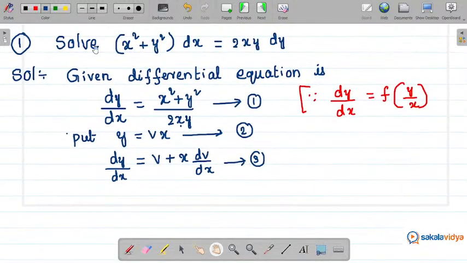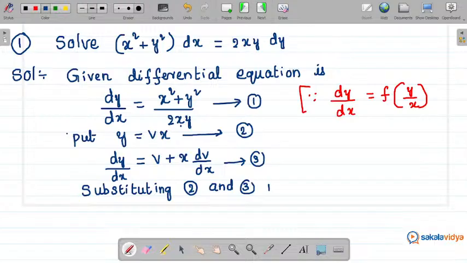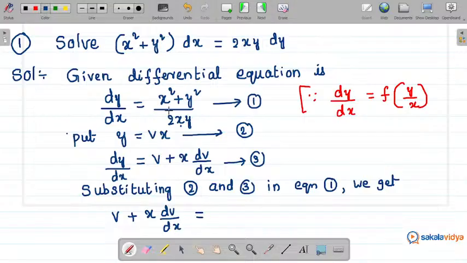Substituting the values of 2 and 3 in equation 1, we get: in the place of dy by dx we write v plus x dv by dx, equal to x square plus, in the place of y write vx, so y square means vx whole square, that is v square x square, divided by 2x into vx. 2x into vx gives 2vx square.